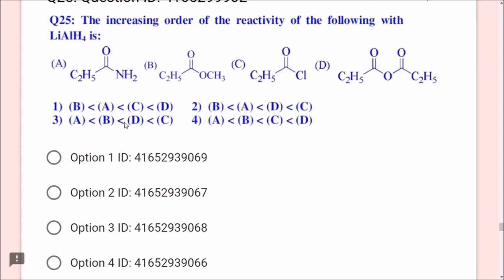So D here. What about this? Ester and amide, which is more reactive against lithium aluminum hydride? Yes friends, ester is more reactive when compared to amide. So B follows next. So option number 3 shows the most reactive compound first, acyl chloride, then D, that is acid anhydride, then B, that is ester, and lastly the amide reacts slowly. So option number 3 is the correct option friends.